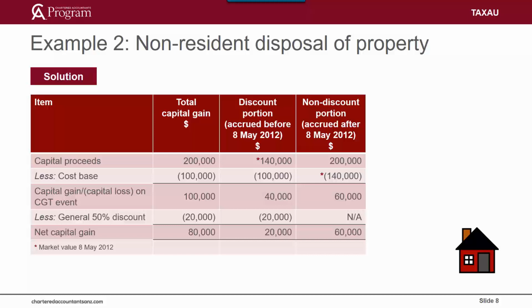8th of May 2012. The capital gain for the period from 2010 when Jerry acquired the land to the 8th of May 2012 would be $40,000. This is calculated as the $140,000 market value as at the 8th of May 2012 less the $100,000 cost base of the land when it was acquired. The taxpayer's entitlement to the CGT discount is therefore 50% of $40,000, which is $20,000. Therefore, the total capital gain on disposal of $100,000 is reduced by the taxpayer's entitlement to the 50% general discount of $20,000, and the net capital gain would be $80,000.